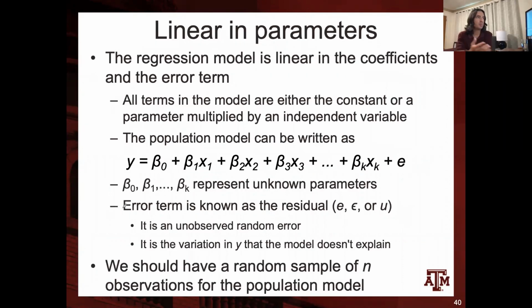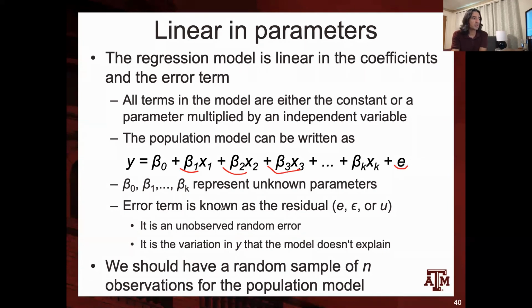The first of them is that we have linear parameters. The regression is linear in the parameters. My X and Y variables could be non-linear, but the association between them, beta 1, beta 2, beta 3, and so on, is linear. So the regression model is linear in the coefficients and also in the error term, right?